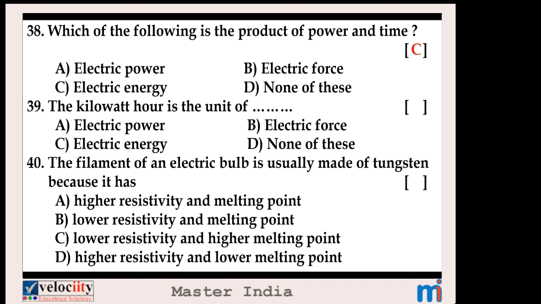39. The kilowatt hour is the unit of dash. A. Electric power, B. Electric force, C. Electric energy, D. None of these. The correct answer is C. Electric energy.